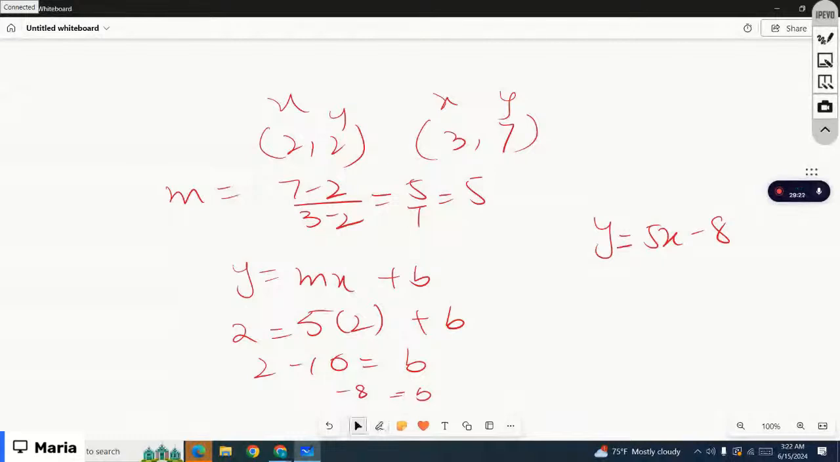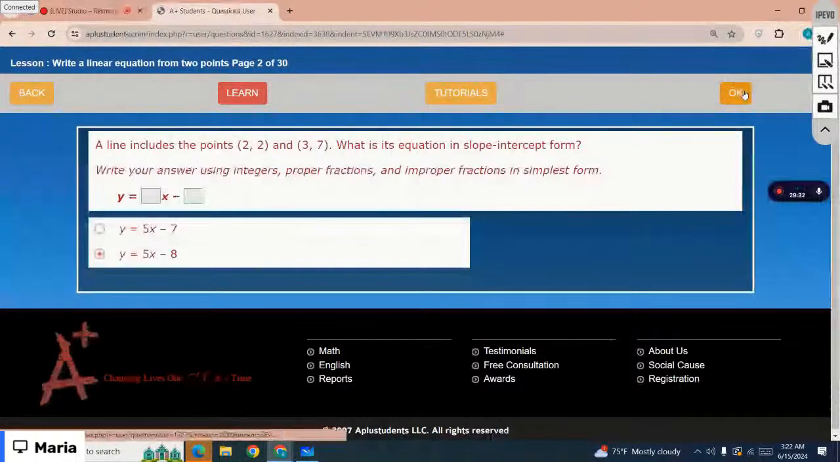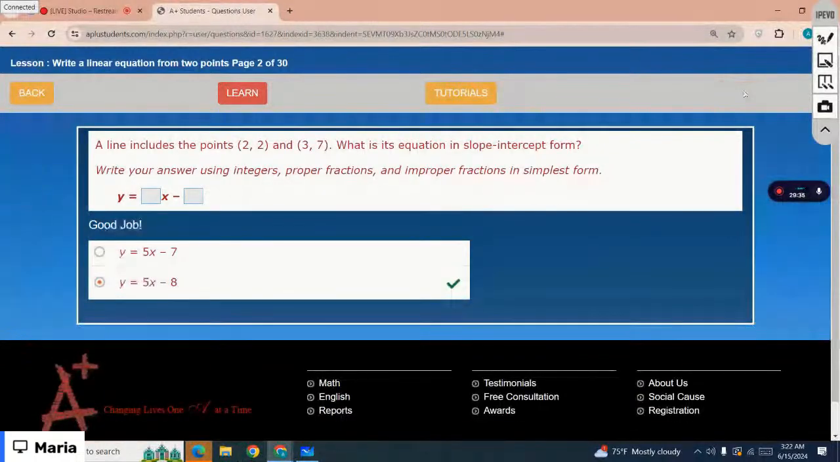Got it? Option number 2 is the correct option. That is y equals 5x minus 8. So basically, these are the things we are already doing. When using a graph, we do the same thing, right?